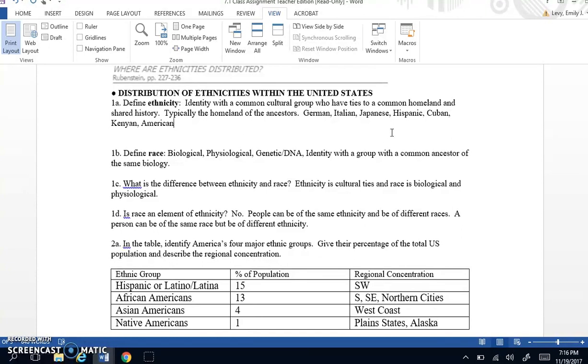Typically, race isn't a choice. It's biological, it's the DNA, so it's the origin of your ancestors, and from this origin has emerged physiological and biological genetic elements. So again, ethnicity is more cultural identity of the homeland of your ancestors, and race is more of the biological, the genetic definitions. So the difference between the two, ethnicity is cultural ties and race is biological and physiological.